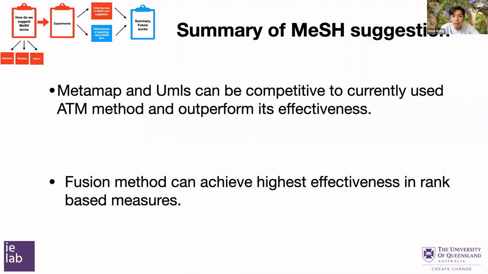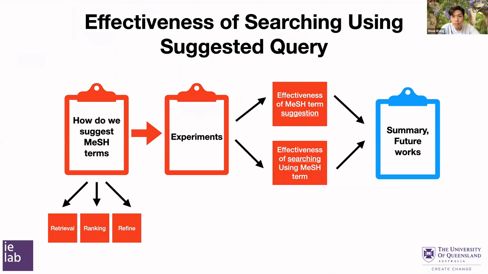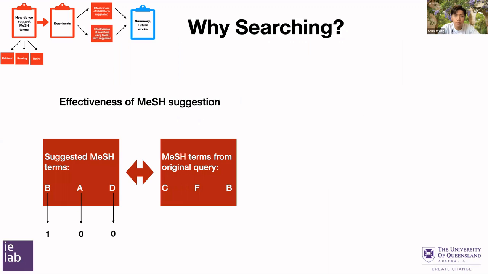In conclusion, for MeSH term suggestion effectiveness, we found that first, MetaMap and UMLS can be competitive to currently used methods and outperform them in effectiveness. Secondly, fusion methods have been shown to achieve the highest effectiveness in all rank-based measures. Next, we are going to test the effectiveness of searching using the MeSH term suggested query.